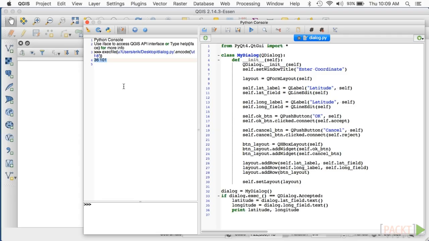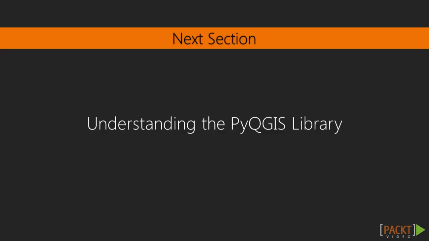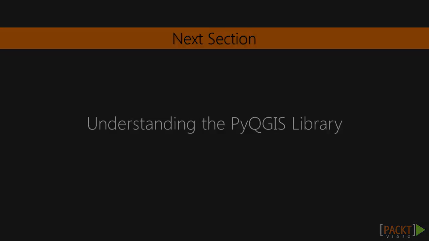This is the last video in this section. In this section, we learned how to use the QGIS Python console in much more detail. We used the built-in editor to write a Python program which reads and analyzes the contents of a shapefile, and then looked at various ways in which Python programs can interact with the QGIS user interface. Coming up next, we have Understanding the PyQGIS library.